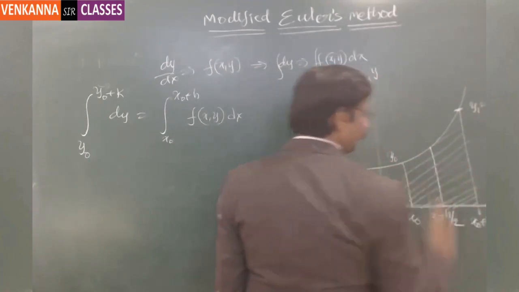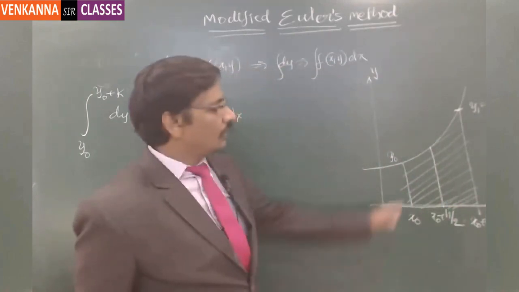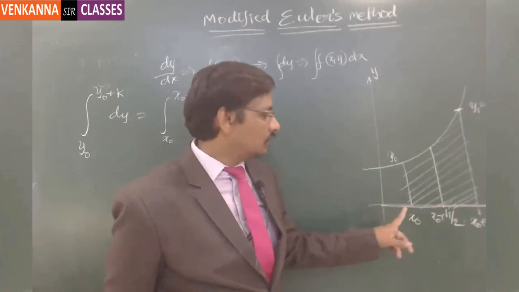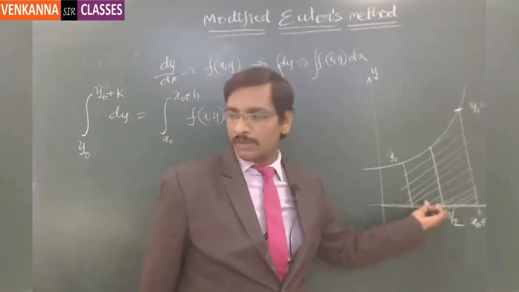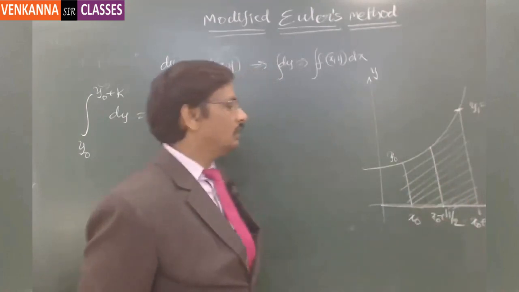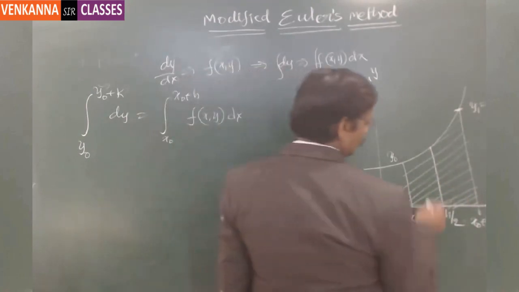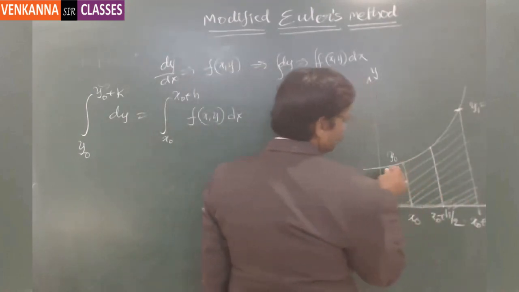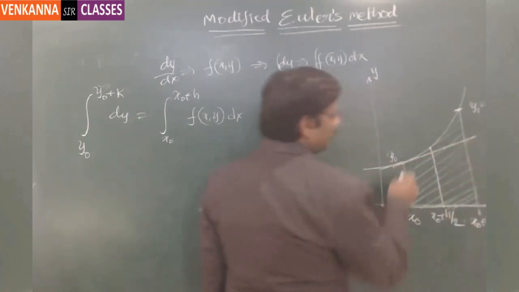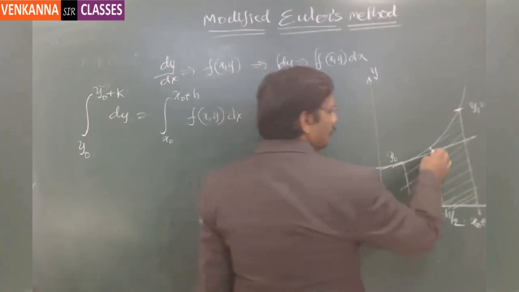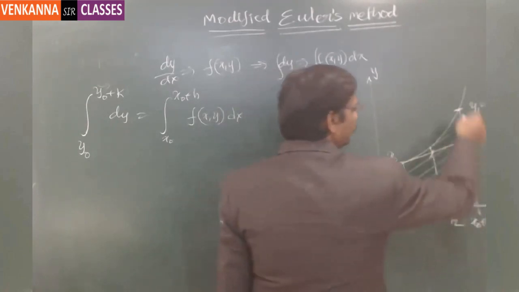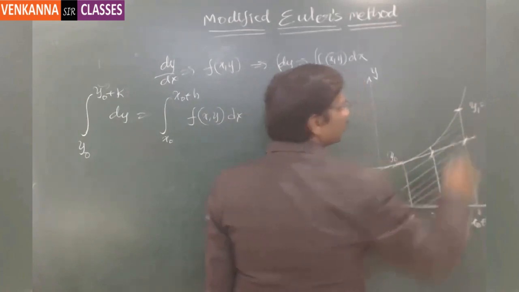So this is the midpoint. Now we calculate this area with the help of Simpson's one-third rule by considering two different parts. So this is one part and this is another part. For that, first you draw a tangent here. So this is the tangent here. Now this line is cut at this location, and the last line cuts at this location.